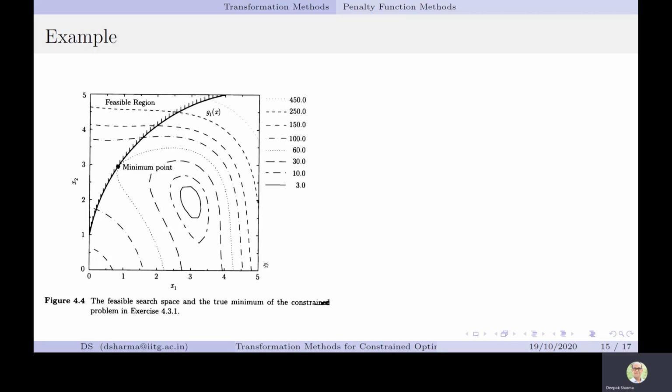So this is the contour of the Himmelblau function. As we remember, we solved this problem in the previous chapter. But as soon as this constraint, you can see this particular solid line, and G1(x) is written here. So the minimum point, which was (3, 2) earlier, has now changed to the minimum point as mentioned in the figure. And look at this: on the left hand side of this particular line is the feasible region, and on the right hand side of this line is the infeasible region. So our objective is to find this minimum point.